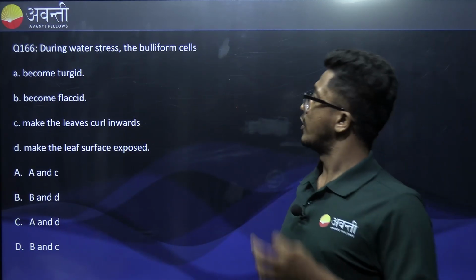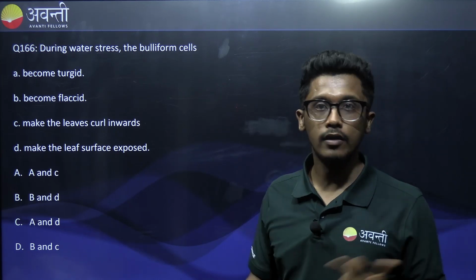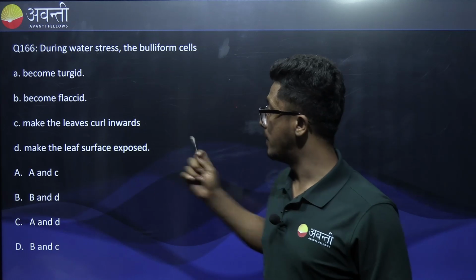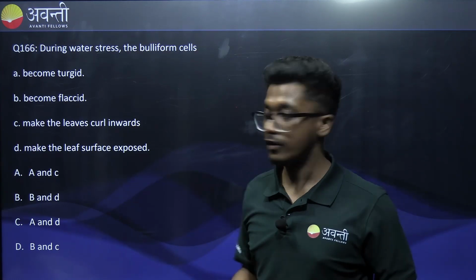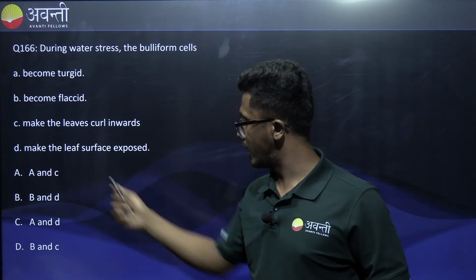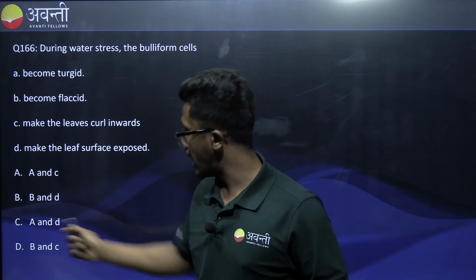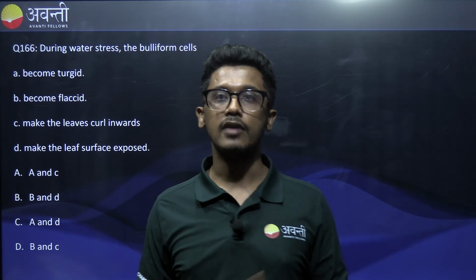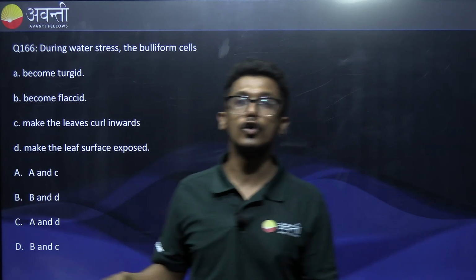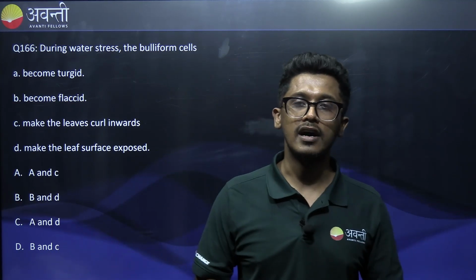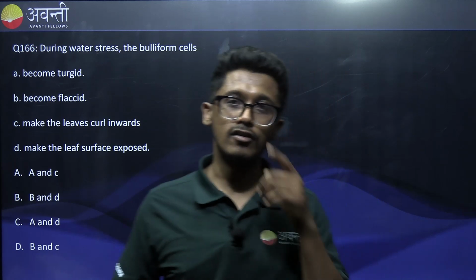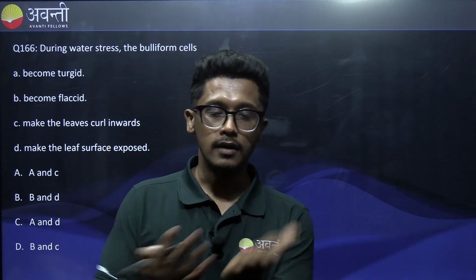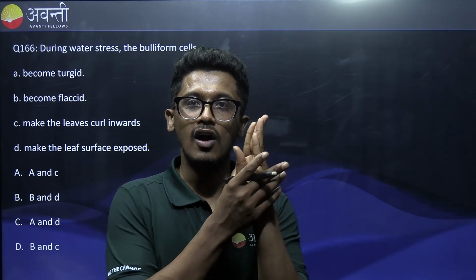During water stress, the bulliform cells become what? They become turgid, they become flaccid, make the leaves curl inward, make the leaves exposed to the surface. So our options are both A and C, B and D, A and D, and B and C. What are bulliform cells? Bulliform cells are dumbbell-shaped cells, usually found in monocots. Monocots are the examples of grass. You might have seen that some grass species, whenever there is absence of water during the summer, have leaves that are not flat but curled like a tube.